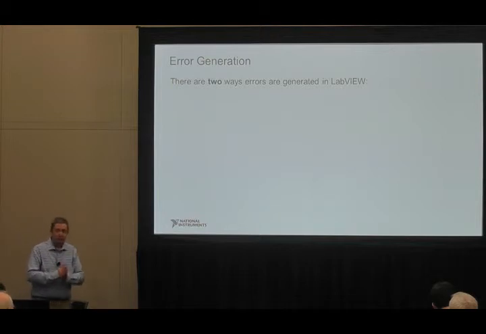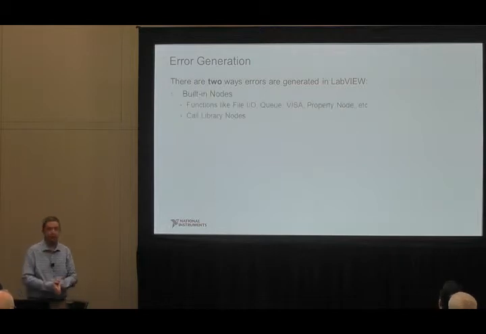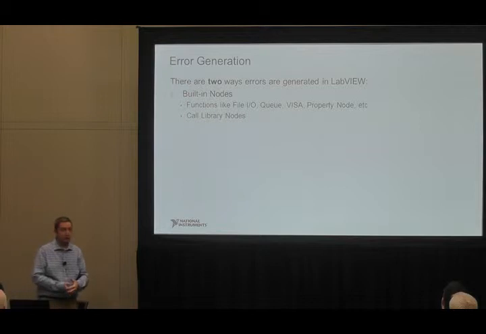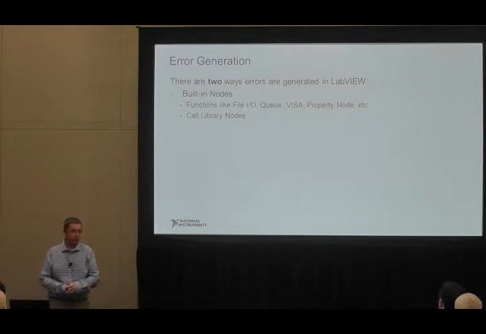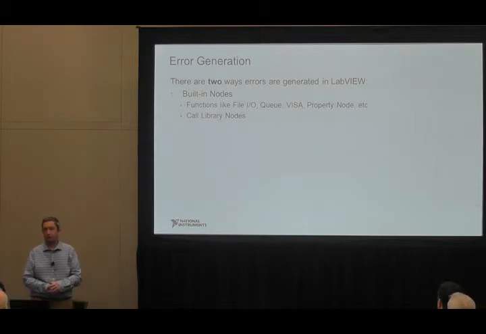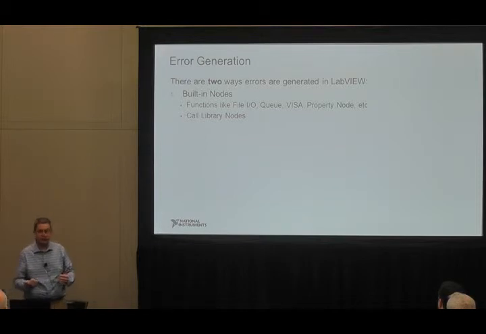There are really only two ways that an error value can be generated on a block diagram. The first way is hopefully the most obvious way, and that is with built-in functions. The queue functions, the VISA functions, call library nodes, the file IO functions, all of those things can generate an error cluster. So if you call the open create replace file function and you give it a bogus path and tell it to open that file, it'll return an error 7, right? File not found.